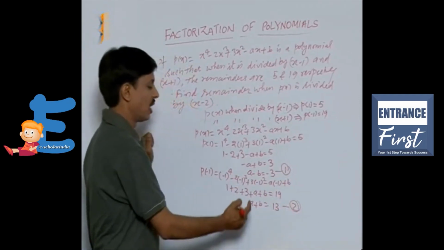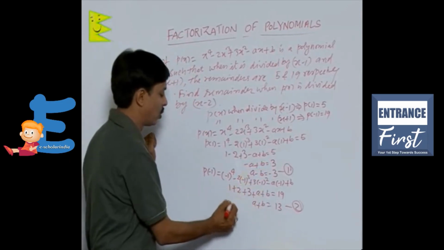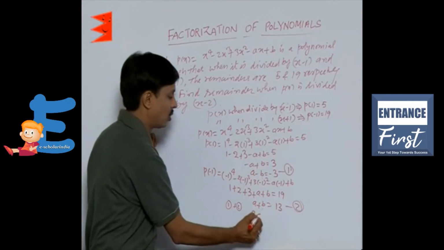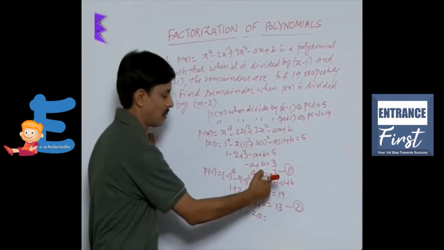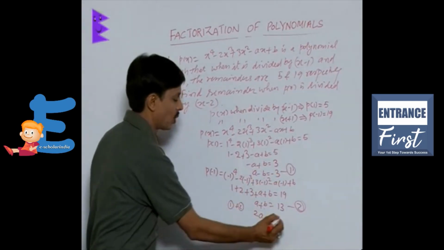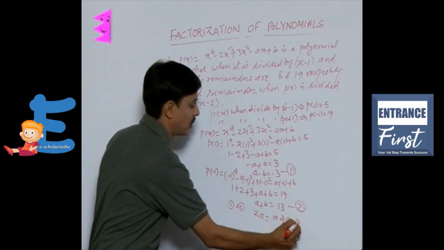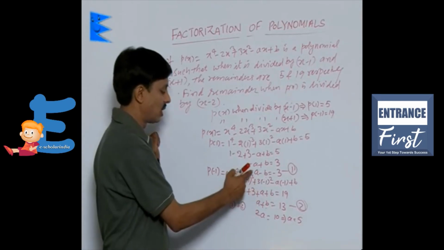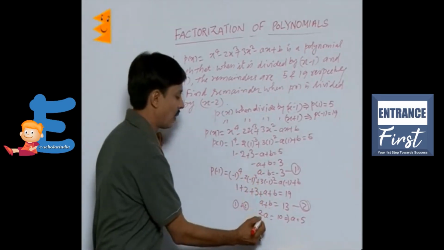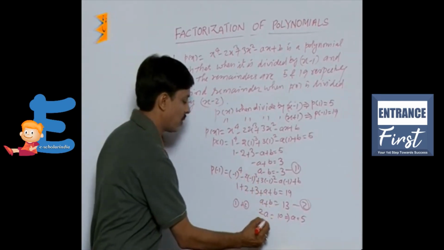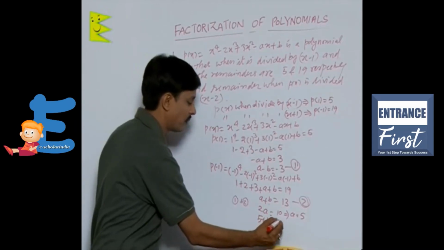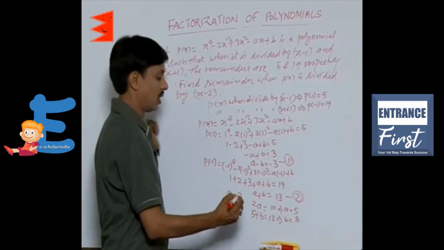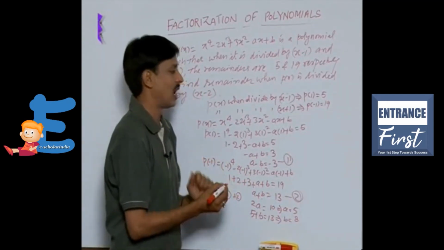Equation number 2. If I ask you to add 1 and 2, in the sum of 1 and 2, minus b and plus b will cancel. 2a is equal to positive 13 minus 3, which gives us 10. So the answer of a is 5. If a equals 5 is put in either equation, either in 1 or in 2, so if I put it in 2, it will be 5 plus b is equal to 13. This implies b is equal to what? 8. So the answers of a and b are 5 and 8.